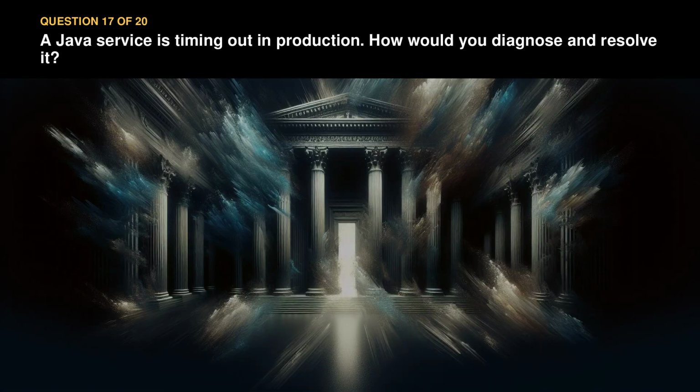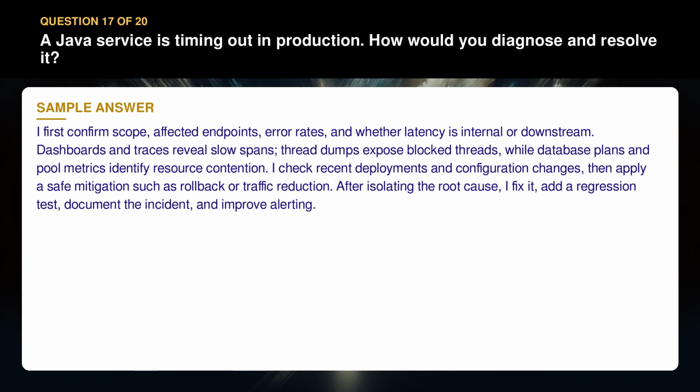Question 17. A Java service is timing out in production. How would you diagnose and resolve it? I first confirm scope, affected endpoints, error rates, and whether latency is internal or downstream. Dashboards and traces reveal slow spans. Thread dumps expose blocked threads, while database plans and pool metrics identify resource contention. I check recent deployments and configuration changes, then apply a safe mitigation such as rollback or traffic reduction. After isolating the root cause, I fix it, add a regression test, document the incident, and improve alerting.